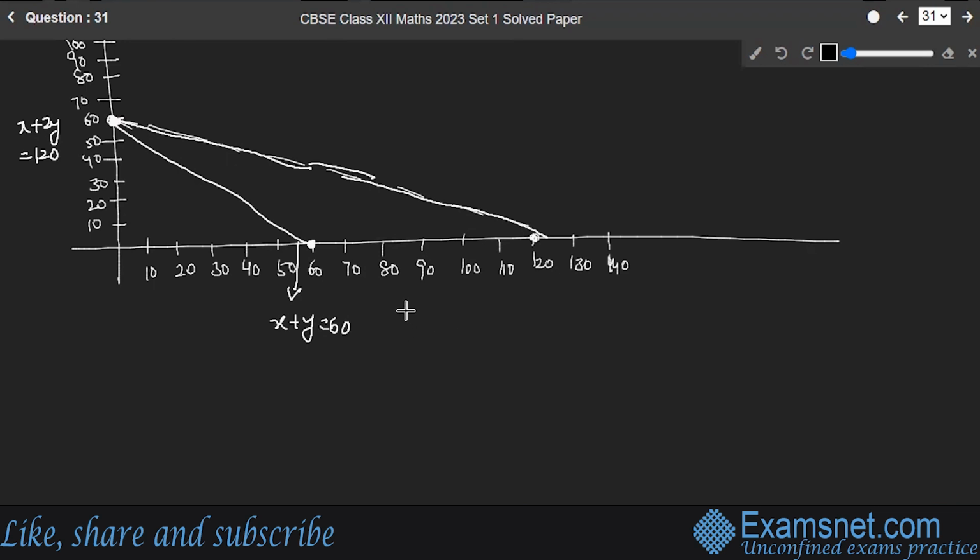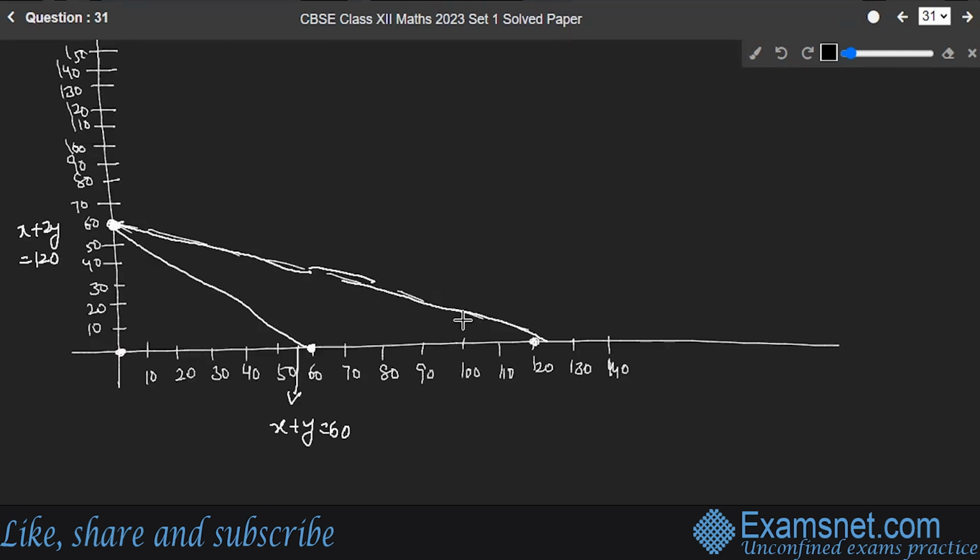Next one, x minus 2y is equal to 0. So the first point is the origin, that is 0, 0. And the second one is 120, comma 60. So 120, comma 60 will be over here somewhere, right? So this is the third line. It's got to be a straight line actually. So this is x minus 2y is equal to 0. This is the line.